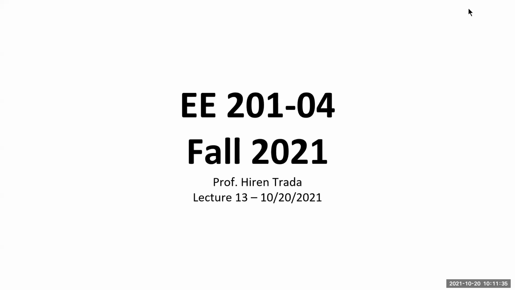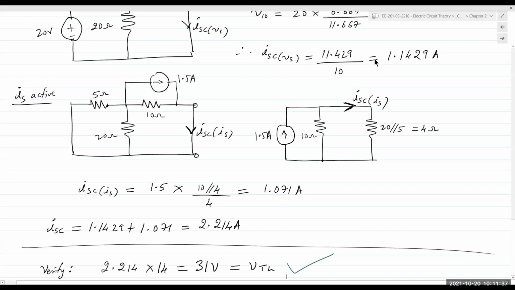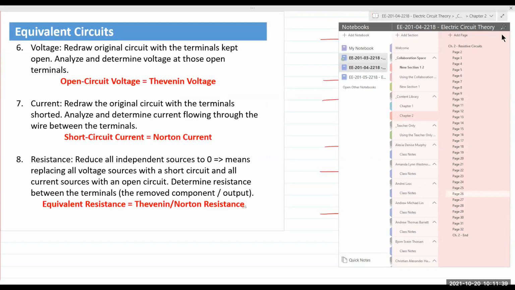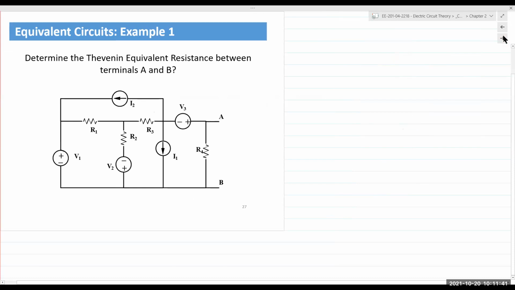So let's get to the right class first. 104. All right, example one. Determine the Thevenin equivalent resistance between terminals A and B. Okay, easing in slowly.